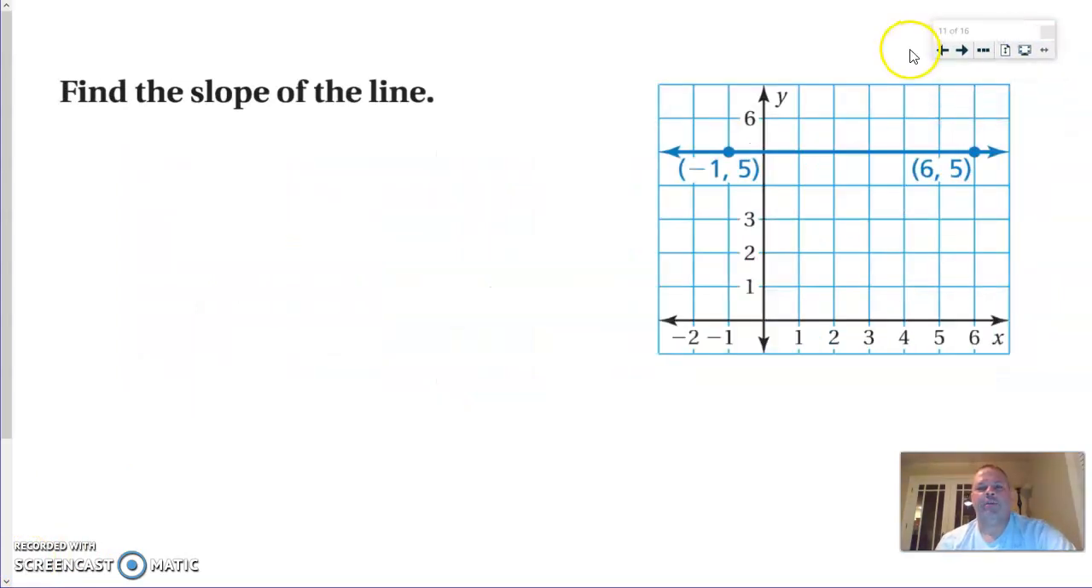This is a little bit tricky. How much rise do we have from this point to this point? I would venture to guess that you would be able to tell me it is 0. How much did it go over? 1, 2, 3, 4, 5, 6, 7. 0 over 7 is going to be 0.